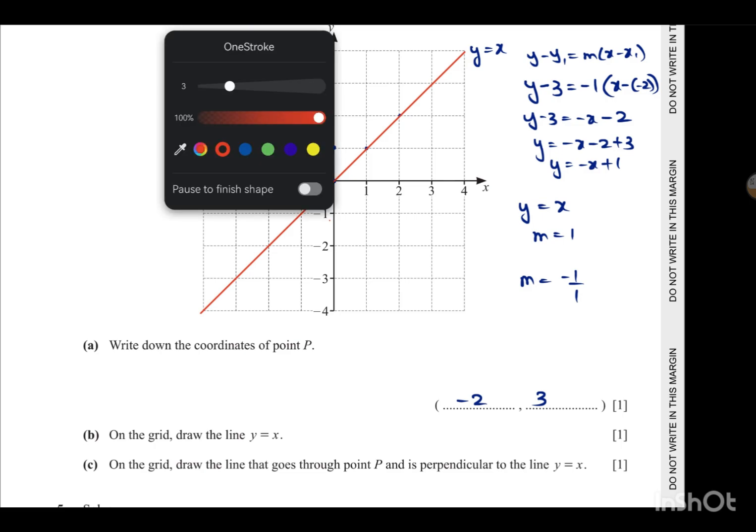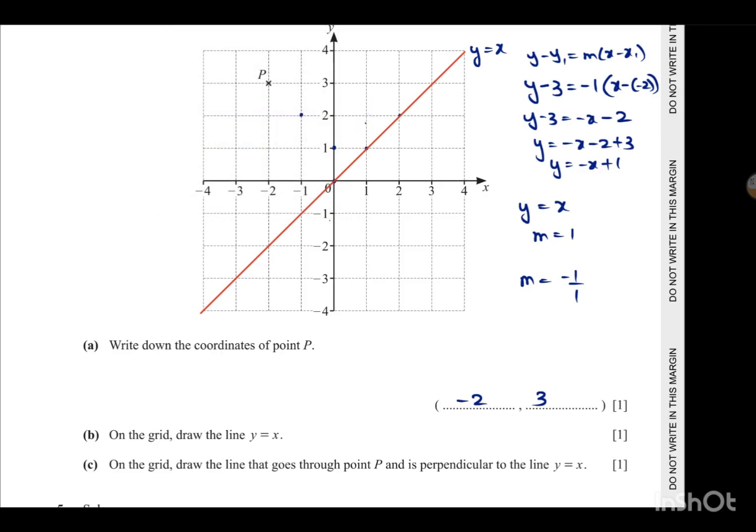So you can just join these three points and extend it so that it passes through the line which we have already drawn. So this is the line. Drawing the line that goes through point P and is perpendicular to the line y = x is done.